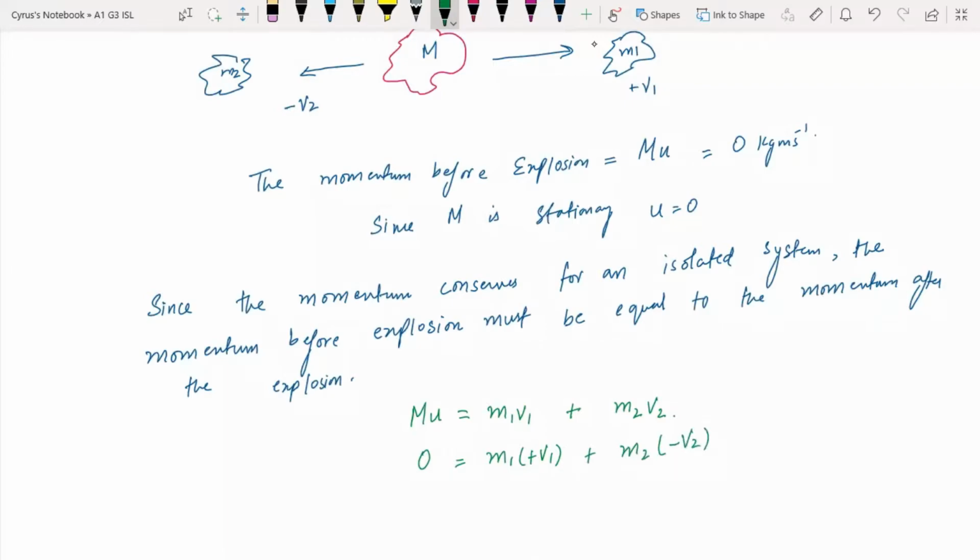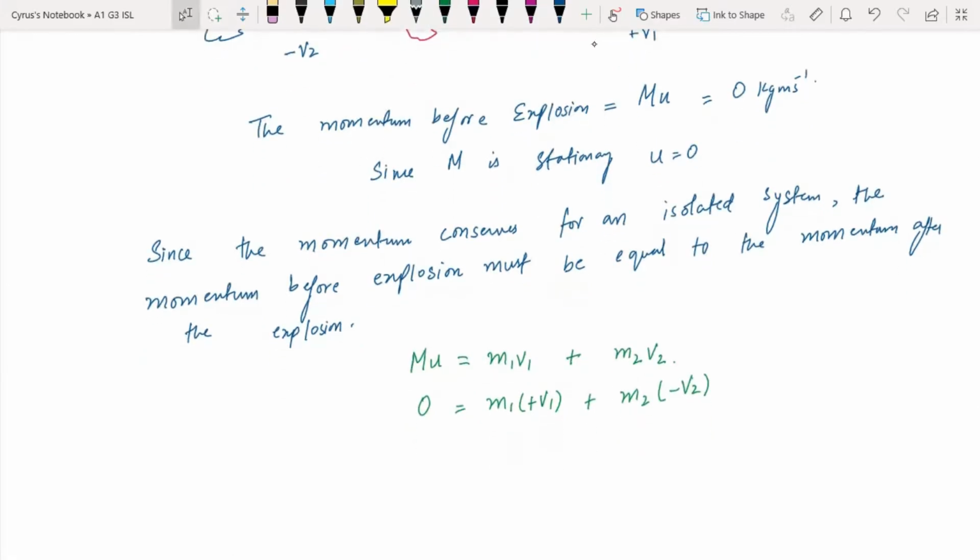ठीक है, ताकि आपका आंसर 0 आ जाए, right? क्वेश्चन क्या आएगा? क्वेश्चन ये आएगा, what is the ratio of, if an object explodes and one mass goes here, one mass goes here, what is the ratio of v1 over v2? They'll ask you what is the ratio of v1 over v2. What would be the ratio? आप आराम से कर सकते हैं इसको.